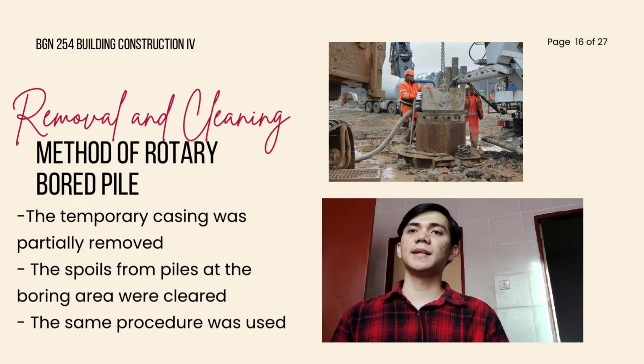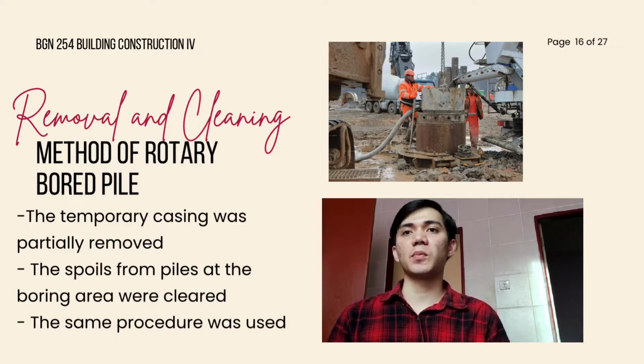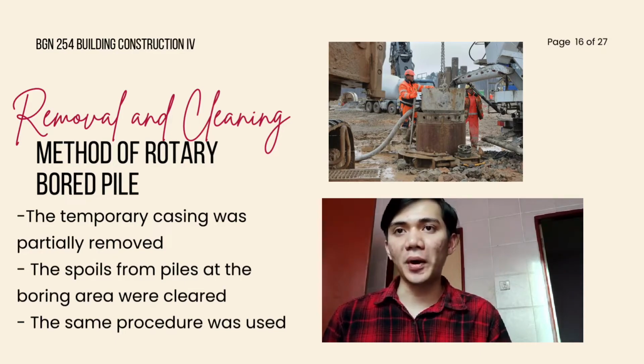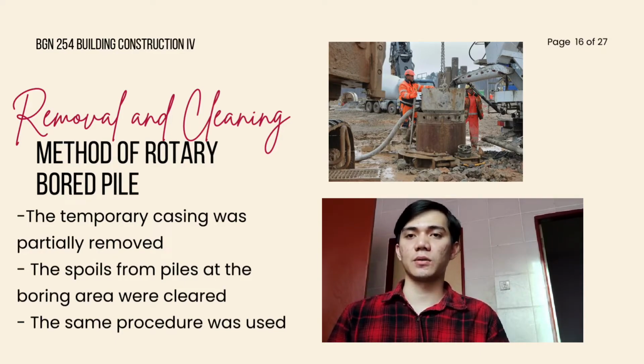For the last method, removal and cleaning. Using a vibro hammer to top off the extruded steel with concrete, the temporary casing was partially removed. To keep the building site free of any danger, all the spoil from the pile at the boring area was cleared. For the subsequent marking point, the same process was used.